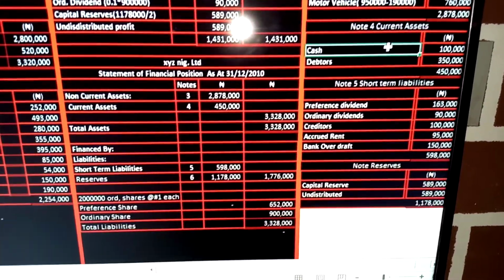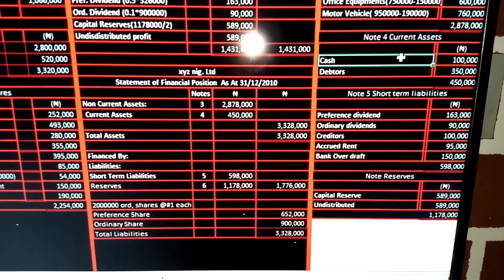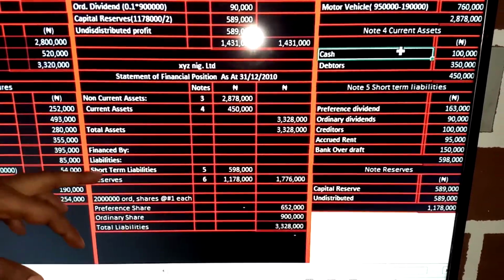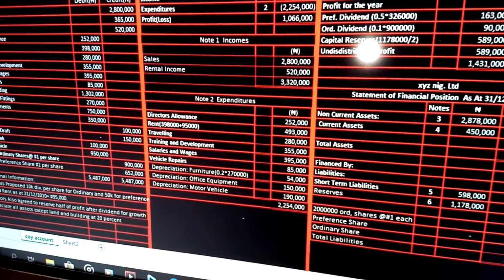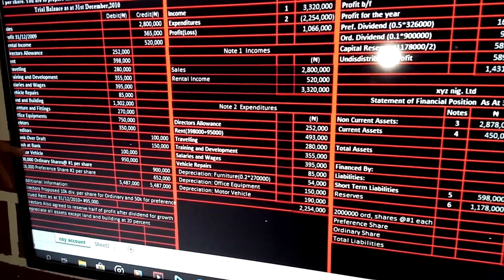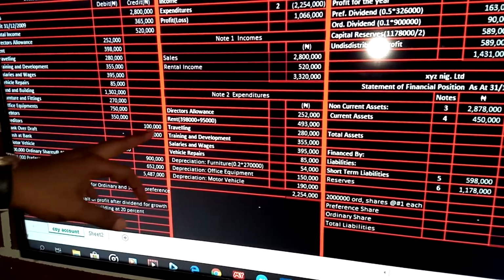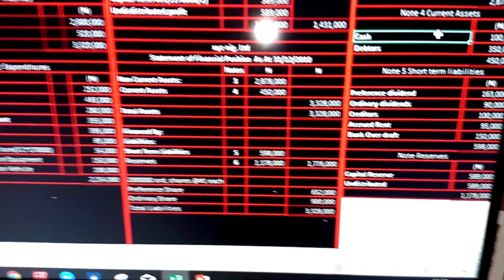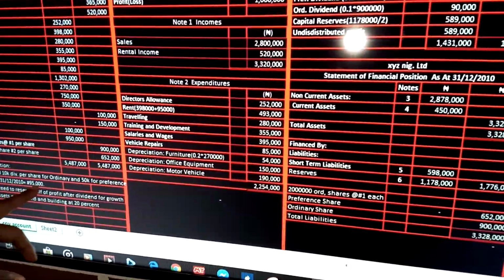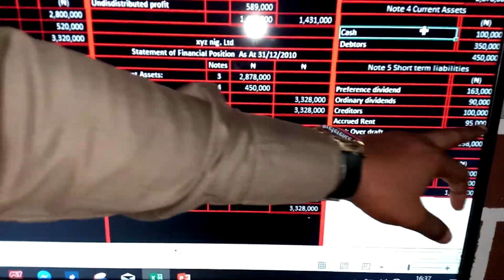So how did we finance the assets? We finance it with what? Short-term liabilities. There's no long-term liabilities. What are the short-term liabilities in the question? You have creditors, 100,000. You have accrued rents, 95,000. I already explained that. You have bank overdraft in the question, 150,000.